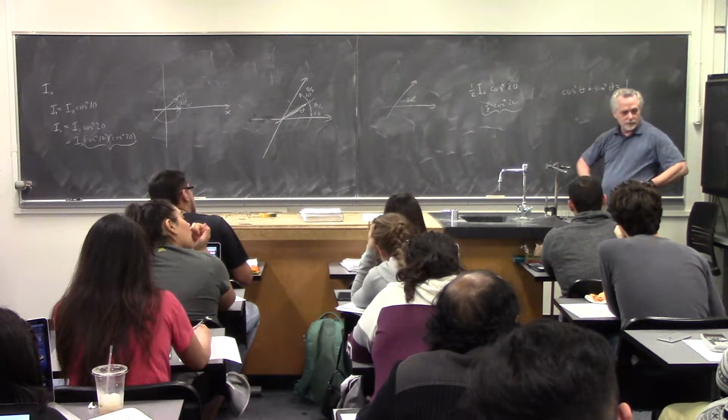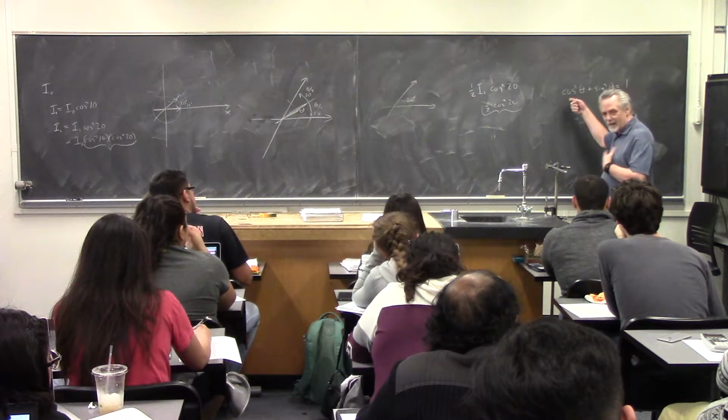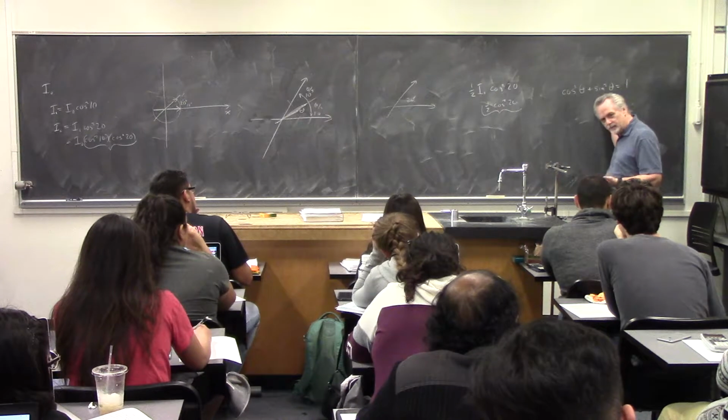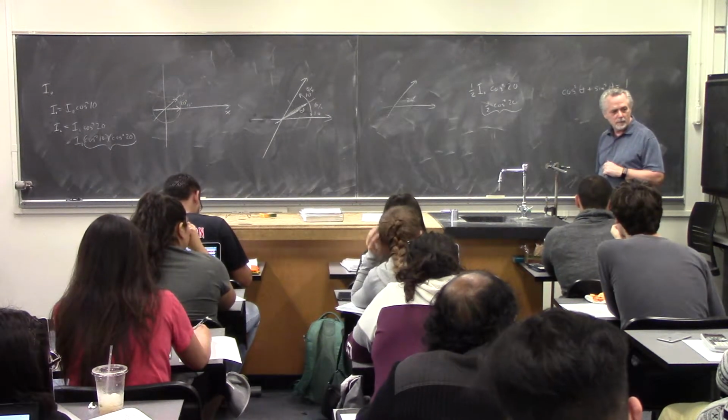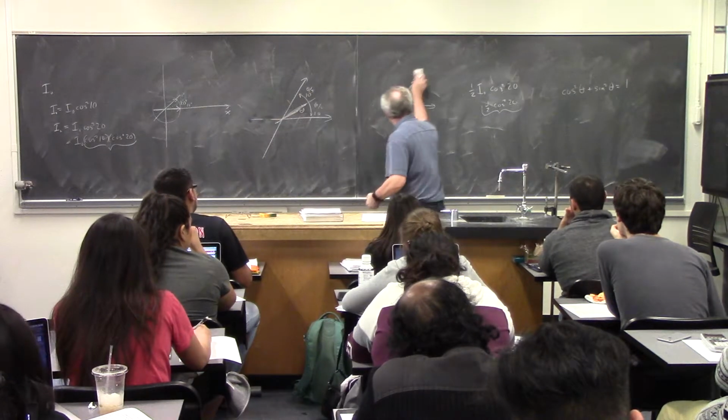And what two average values that are the same add up to 1? 0.5 and 1/2. So that means the average value of cosine squared is 1/2, and the average value of sine squared is 1/2.